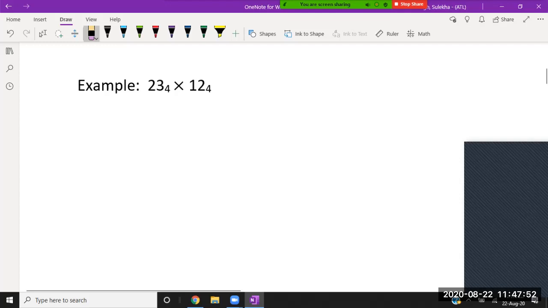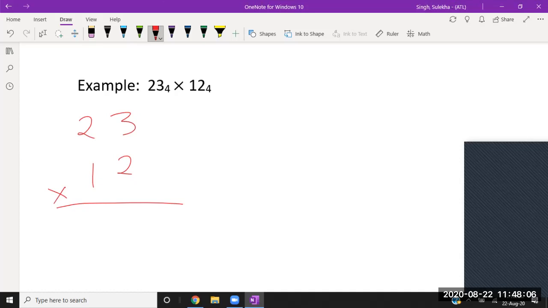So what you do, you write 23 and 12. Now you need to multiply. I will follow the same thing. I will multiply this 2 with 3. If I multiply in the conventional way, as in the decimal number system, without worrying about anything, 3 times 2 is 6.